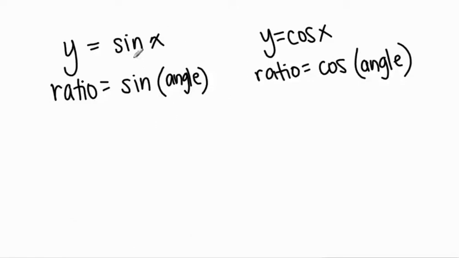And I can do this for all of the functions. Y equals cosecant of x, y equals secant of x, y equals tangent of x, y equals cotangent of x. But you get the idea. The sine of an angle is equal to a ratio. The cosine of an angle is equal to a ratio.